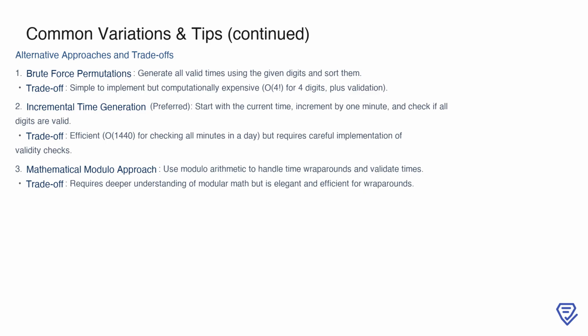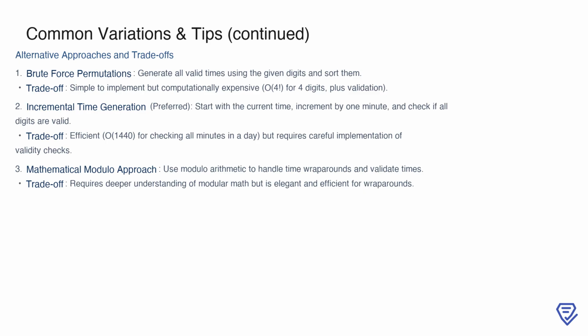A more efficient method is incremental time generation. Here, you start with the current time, increment minute by minute, and check if the resulting time uses only the allowed digits. This approach is highly efficient, requiring at most 1440 iterations for all the minutes in a day, but it demands careful implementation to ensure time validity.